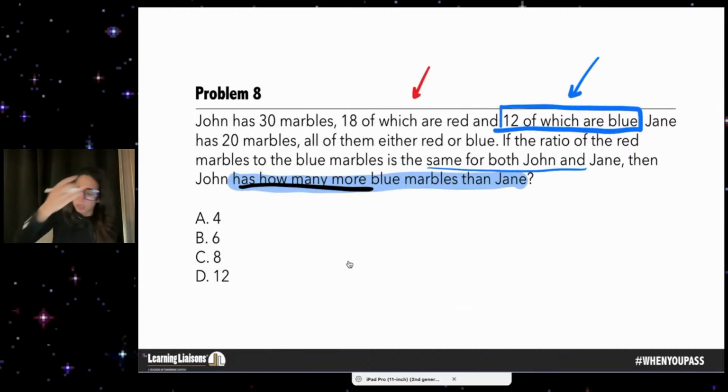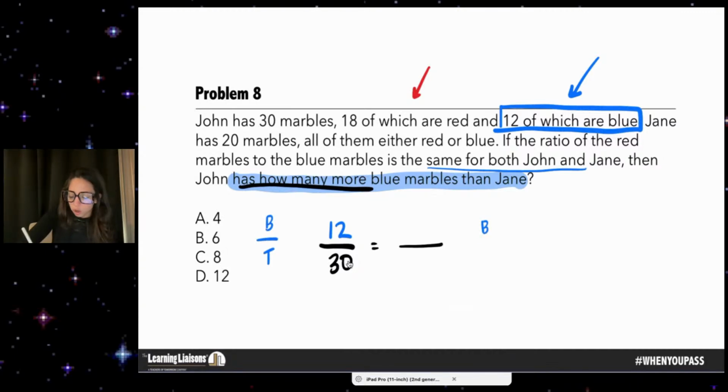So John has 30 marbles, 18 are red, 12 are blue. I'm going to set up a proportion where I have blue over total equals blue over total. I'm not going to do blue over red equals blue over red because I don't know how many blue or red Jane has, but I do know what the total she has is. I don't know what the blue is, but I know what her total is.